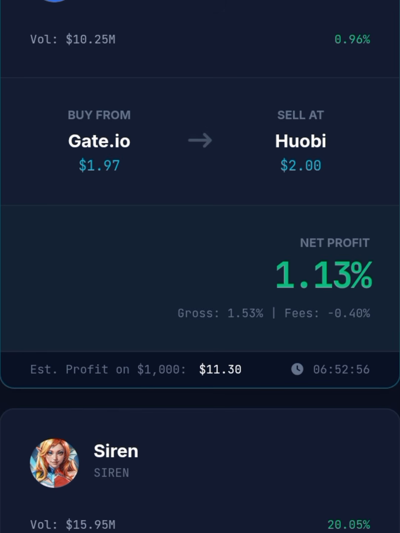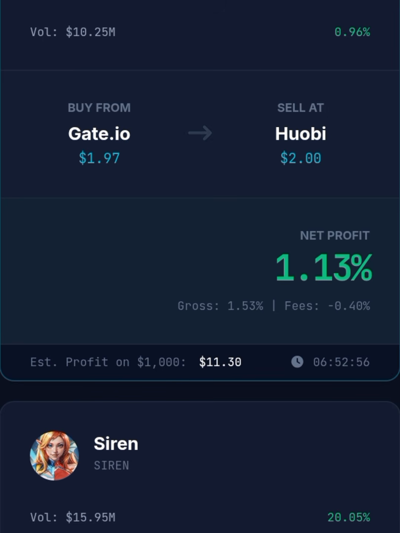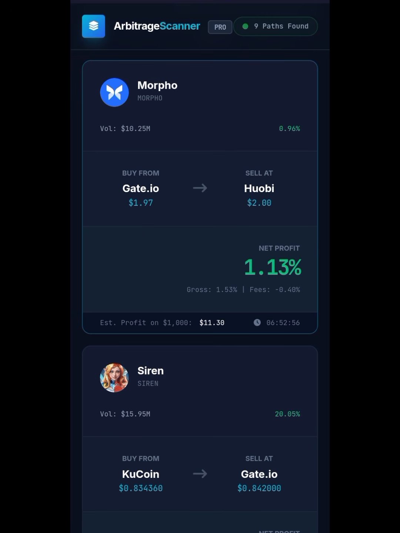Why I like this particular one is they will show you an estimate based on the funding you have, right? So the estimated profit on $1,000 is $11. If you are using $500, it's $6. $100 would be like $1, right? So that's how you check it with these price estimations. Based on the funding you have, you check the price estimations here, right? Then you know how much you'll make at the end.